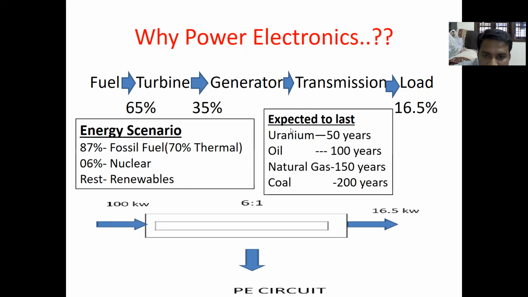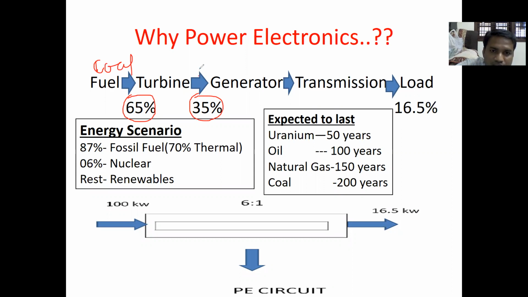In order to protect these resources, let us take the example of a thermal plant. In that thermal plant, I am taking coal as the fuel. When you are burning this, you are going to get steam, no? So only 65 percent is available at the turbine side, and at the generator side, it is only available as 35 percent.